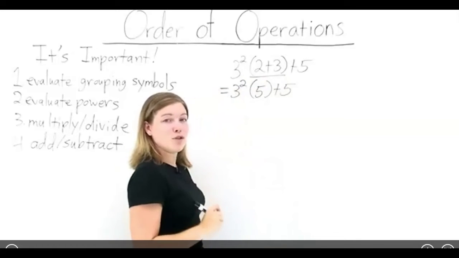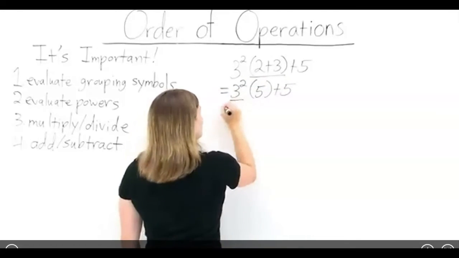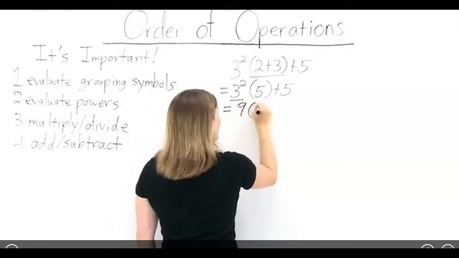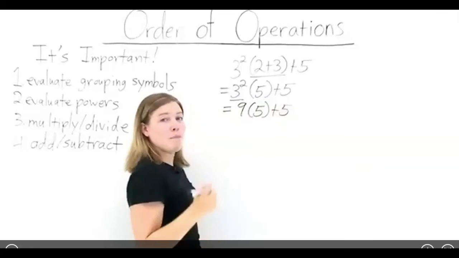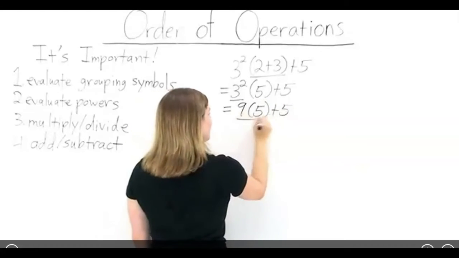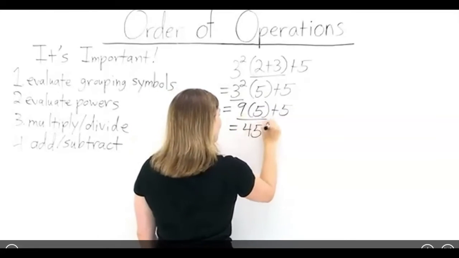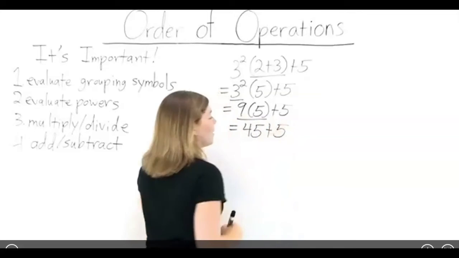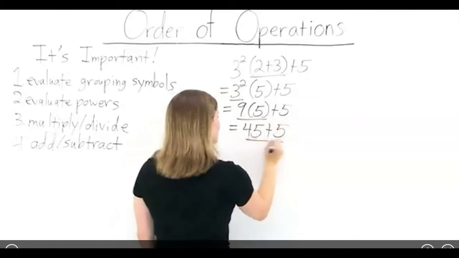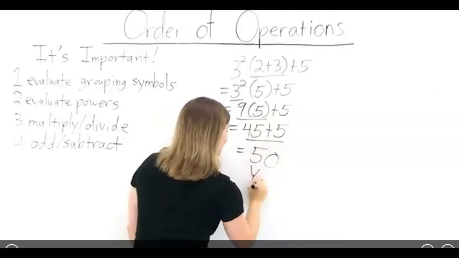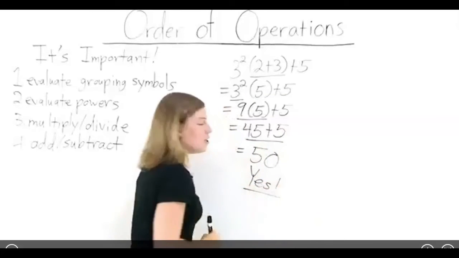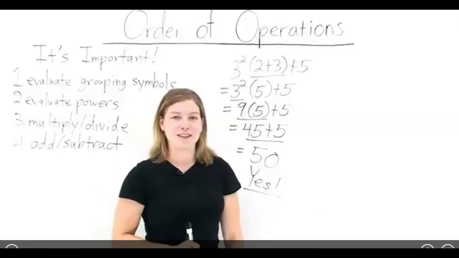Our second step is to evaluate any powers. So 3 squared becomes 9. Our third step, multiply or divide from left to right. So we get 45 plus 5. Last step, add and subtract from left to right. 50, the right answer. We used the order of operations correctly and got the right answer.